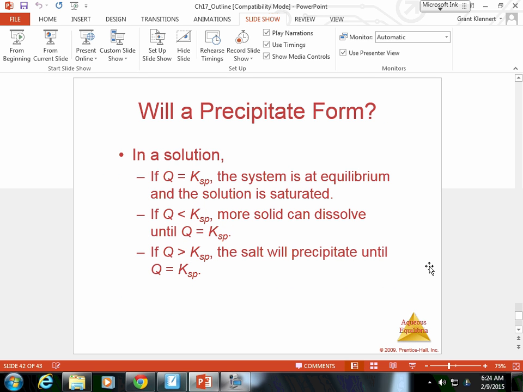Lastly, if we want to know if a precipitate will form: if Q equals Ksp, the system is at equilibrium and the solution is saturated. If Q is less than Ksp, we can have more dissolved. If Q is greater than Ksp, we're going to have a precipitate. If not, no precipitate.